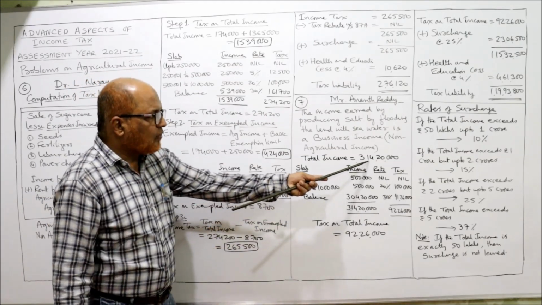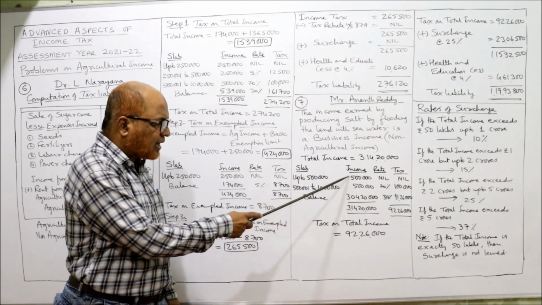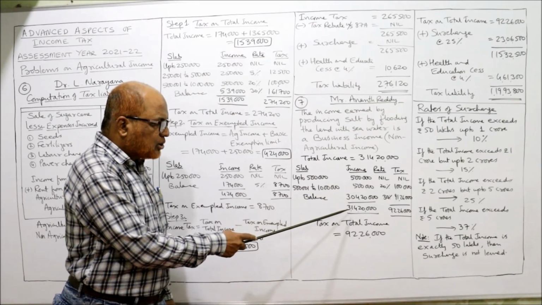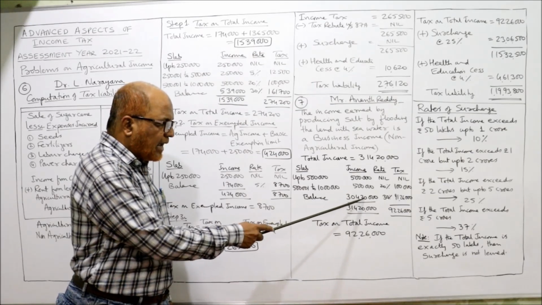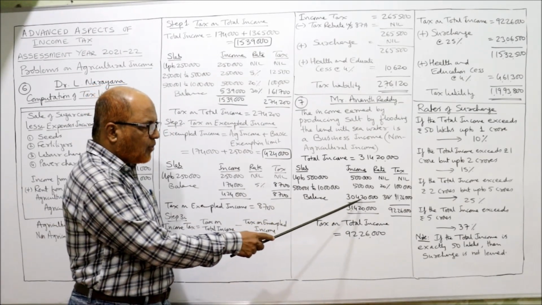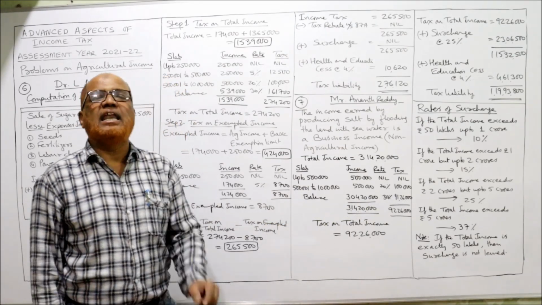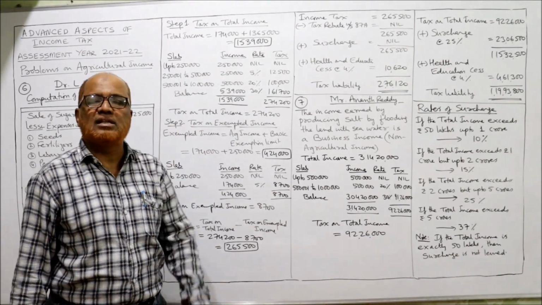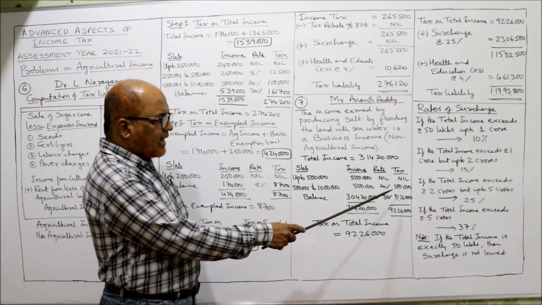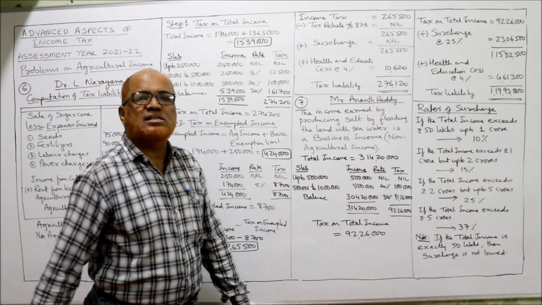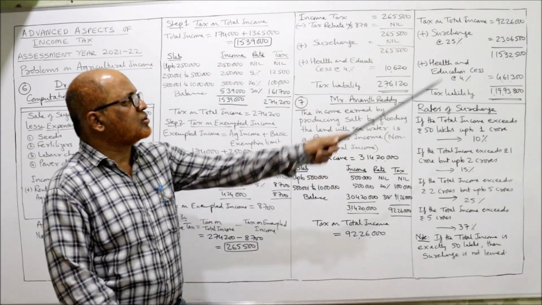So here I am taking balance. Total income 3 crore 14 lakh 20,000. From this, I am subtracting 10 lakh, 5 lakh plus 5 lakh. So 3 crore 14 lakh 20,000 minus 10 lakh, you will get 3 crore 4 lakh 20,000. On this, 30% is the tax. So calculate 30%, you are getting 91 lakh 26,000. This is the tax. And add up 1 lakh. So 92 lakh 26,000. The tax on total income is 92 lakh 26,000.